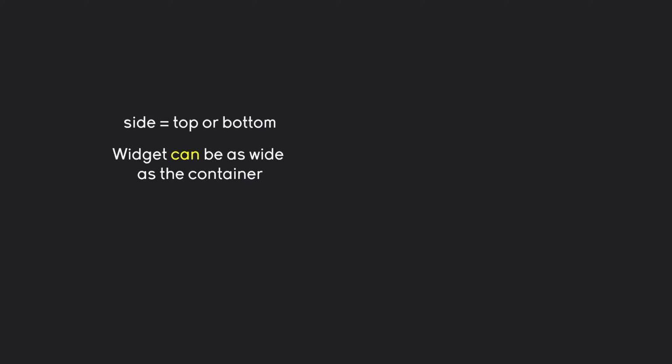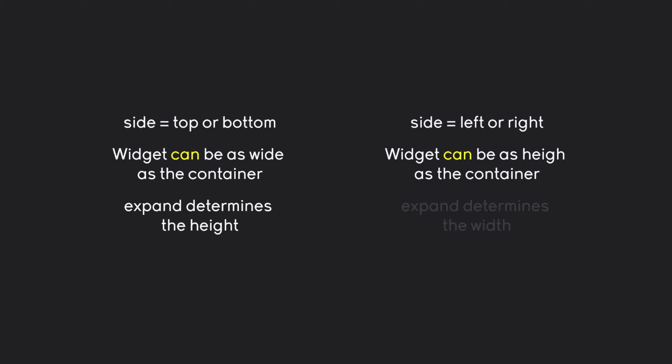And just for completion's sake here, when the side is top or bottom, widgets can be as wide as the entire container, and the expand method determines the height of the widget. If the side is left or right, then the widget can be as high as the container, and expand determines the width. I hope all of that makes sense. This is definitely something we have to play around with.